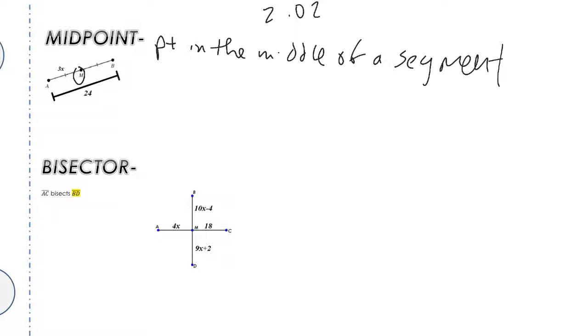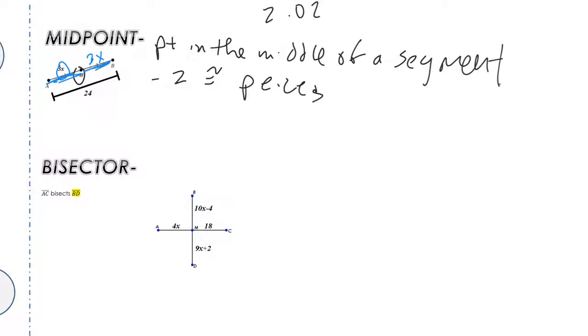Now, I know you're not supposed to use the words in the definition, but it is what it is. It's a point right in the middle of a line. And it does something cool: it divides it into two congruent pieces. So if M is the middle, then AM is equal to MB. So if this one is 3x, this is also 3x.